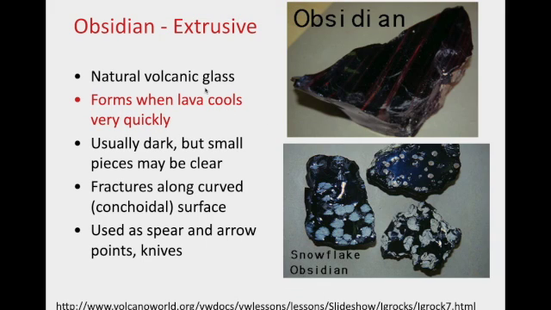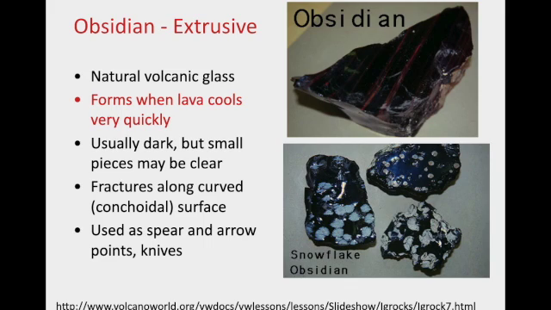Sometimes obsidian is referred to as volcanic glass. It can be dark, but sometimes smaller, thinner pieces can actually appear to be clear, or at least translucent. It usually fractures along a curved surface. Because of that, it creates these sharp edges, and that would be a reason why obsidian was used by ancient civilizations for tools and weapons, such as spears, arrow points, knives, things like that, because it had sharp points.